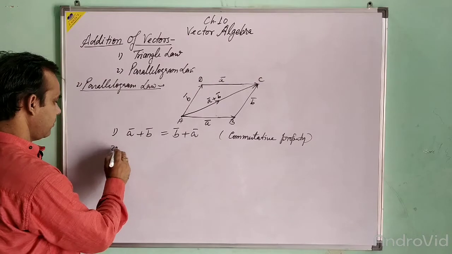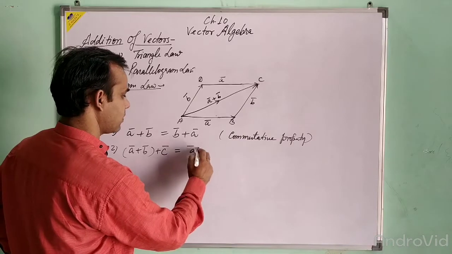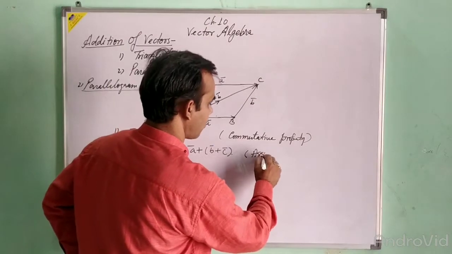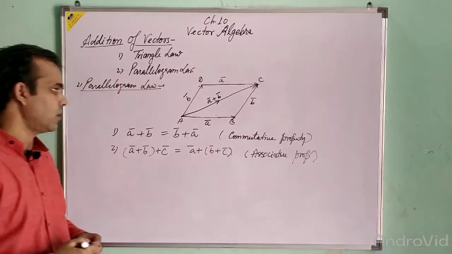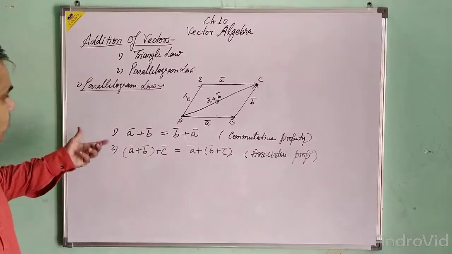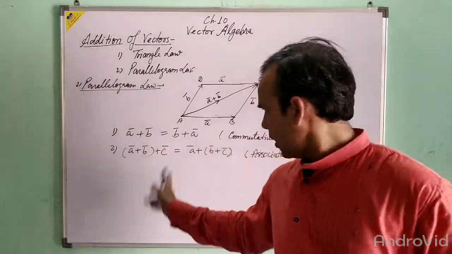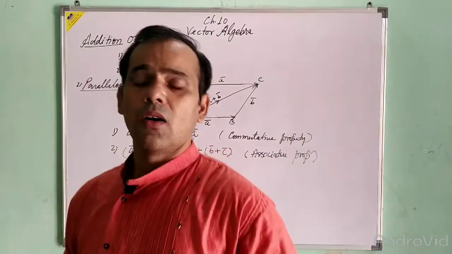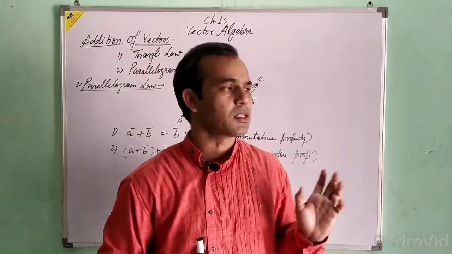And second, A vector plus B vector plus C vector equal to A vector plus B vector plus C vector. It is the associative property that also holds. So commutative property as well as associative property. In the parallelogram law, we can also see the properties A plus B equal to B plus A, and A plus B plus C equal to A plus B plus C. Okay, so it was all about how the vectors can be added. There are two laws, triangle law and parallelogram law, we have discussed here.